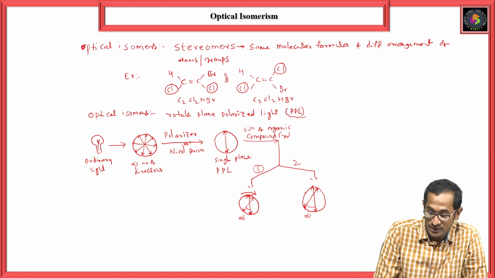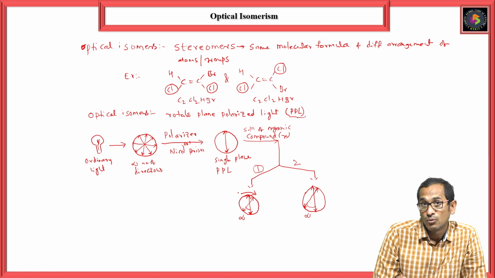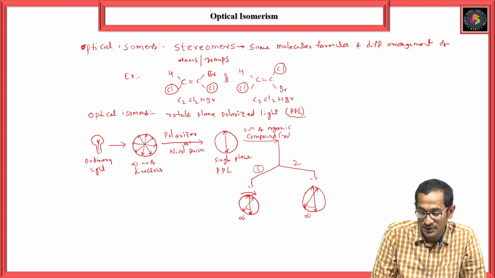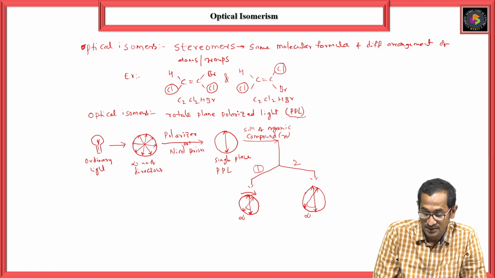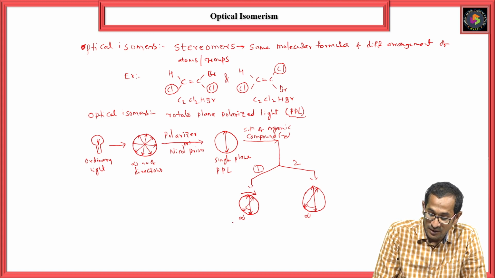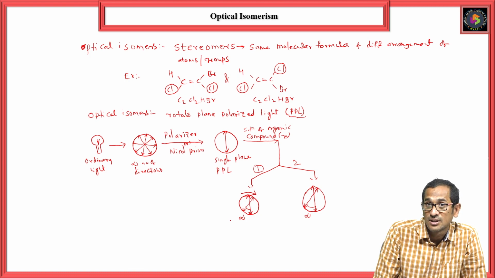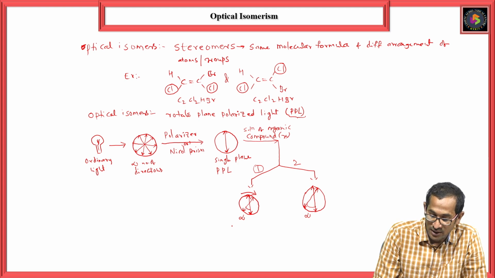With the alpha, the compound rotates the plane polarized light towards the right side of the original plane. So that is the first case. If a compound rotates the plane polarized light towards the right side or clockwise to the original plane, such type of isomer is called as dextrorotatory.